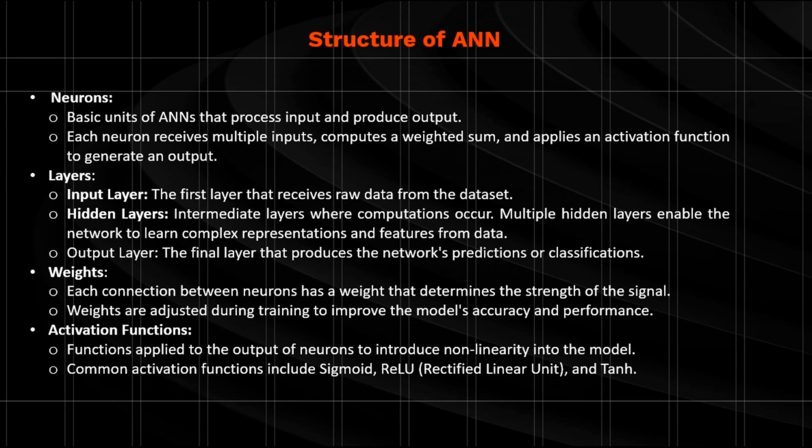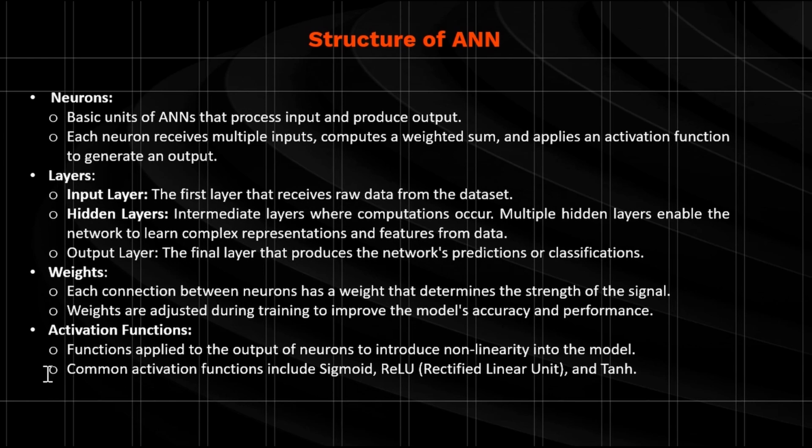Then we have the layers. The first is the input layer, which receives the raw data, say an image or a text file. Then we have the hidden layers. These layers do the heavy lifting, where refinement happens in the data. Finally, the output layer, which provides the end result by predicting the label or a value. Now, about the weights. Think of the weights as the strength of each connection. During training, weights are adjusted to improve predictions, making the model smarter over time.